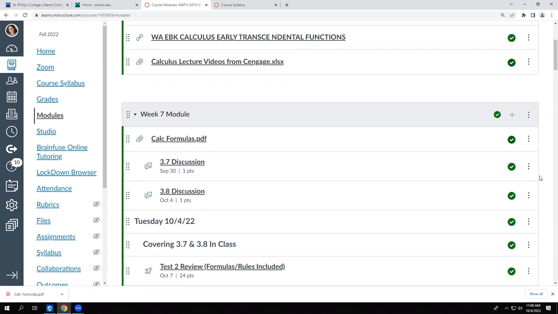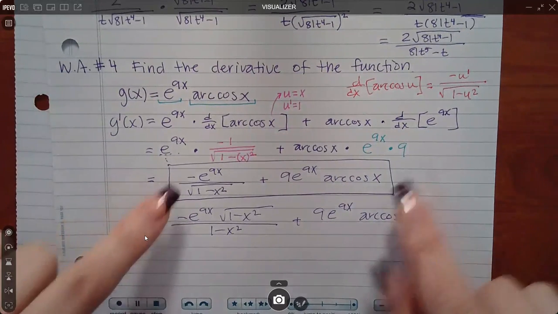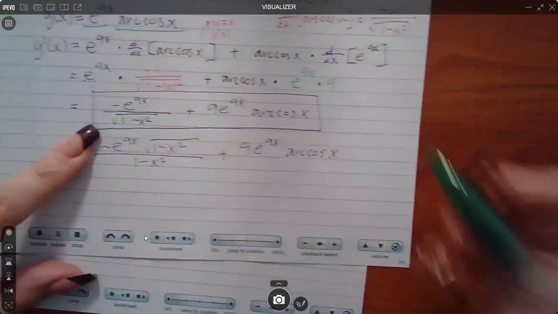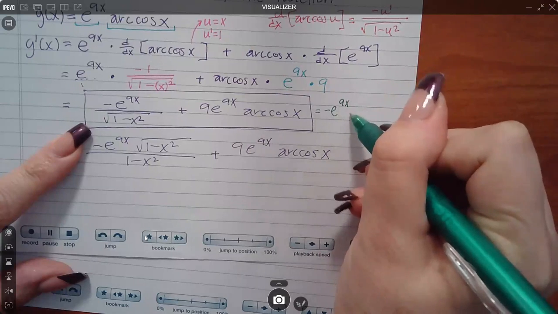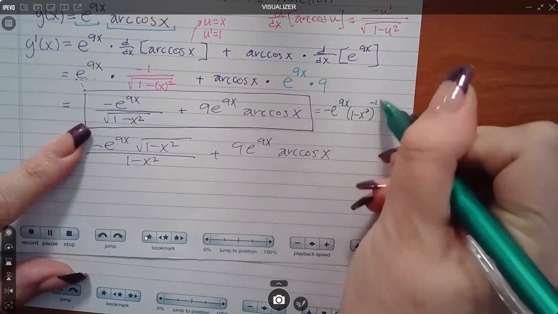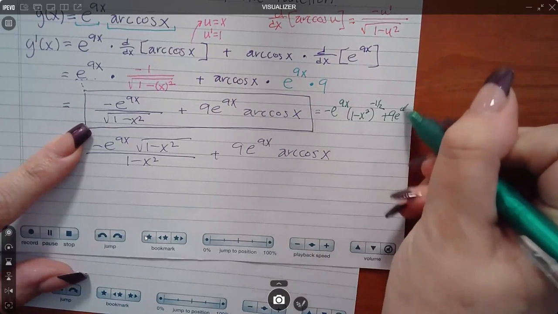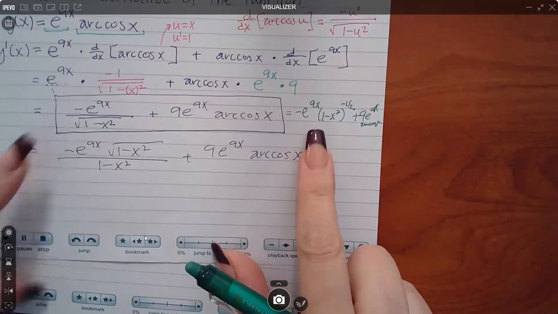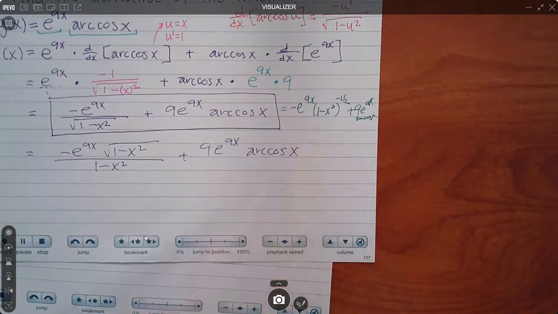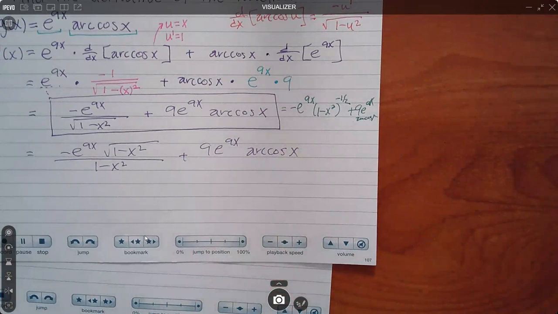Let's not write the answer like that. So for number four, where's number four? Here we go. This one. WebAssign will not take this. WebAssign only wants it written like this. And then plus 9 e to the 9x arc cosine. I can't squish it in there, but that first term, it wants it as a negative exponent. It won't take it as a fraction. It just keeps saying it is another sign.